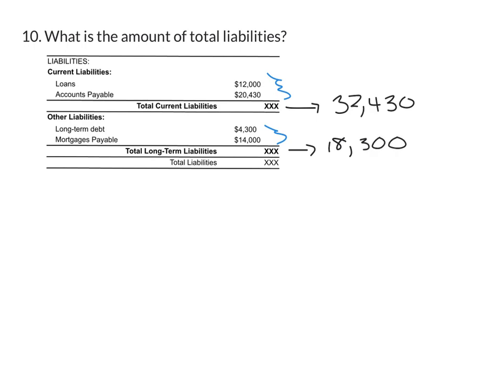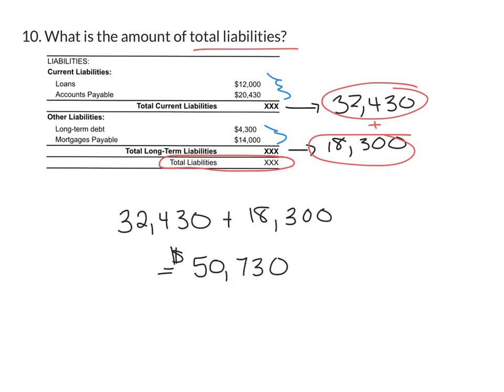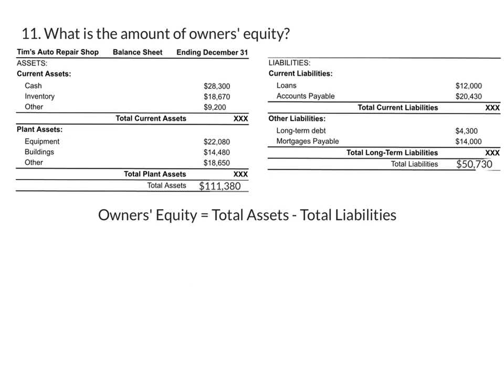Now we want to find total liabilities, which is the last line on the screen. And we find that by taking the current liabilities and adding it to the total of long-term liabilities. So we'll take $32,430 plus $18,300. When we add those two values together, we get $50,730. And that is the total of all liabilities.